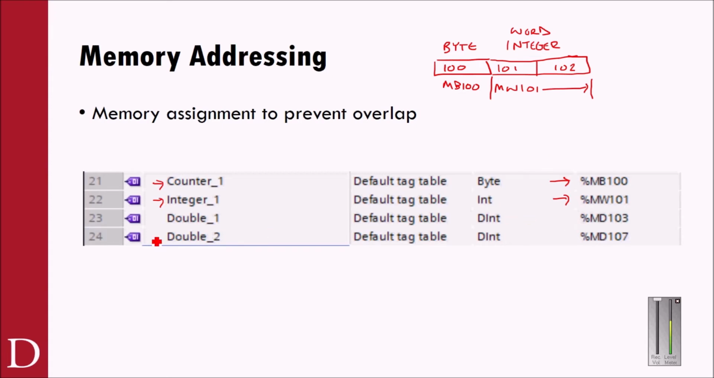And then you'll see down here I said, well, I'm going to create a double here, a double that I'm calling MD103. Well, people say, well, why MD103? And then you go to MD107.